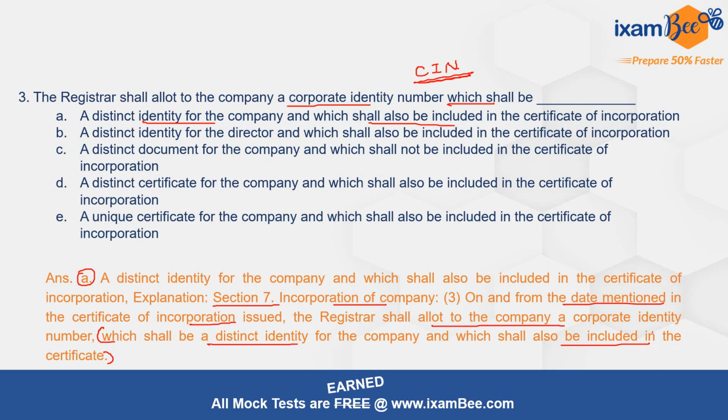So we know there is a DIN also, that is director identification number. In the same way जैसा DIN होता है director से related identification number, there is CIN, that is corporate identity number. Okay, it's a distinct and unique identity which is given to the company by the registrar of companies when he is issuing the certificate of incorporation, and in that certificate of incorporation only that CIN number is basically included. So the provision related to that is provided under section 7.